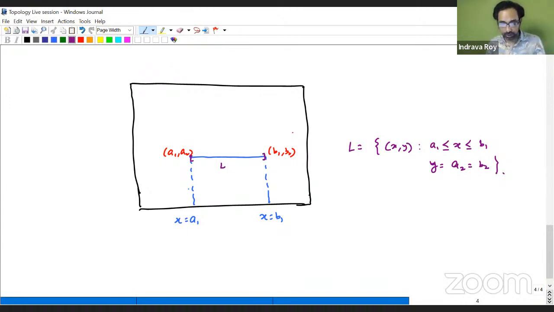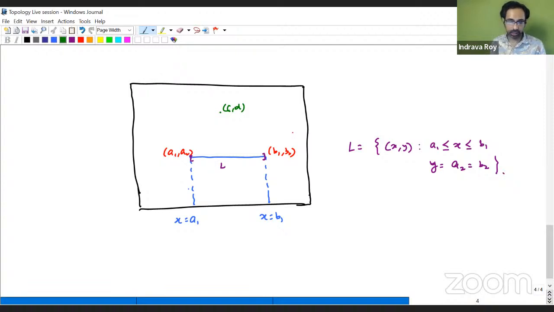So why is this closed? To prove that it is closed, we can use the very definition of a closed set, which is that its complement should be open, right? So if we can prove that given any point, let's call this CD, we can find a basic neighborhood which does not intersect this closed set, then you have shown that the complement of L in I0 square is open, and that implies that L is closed.